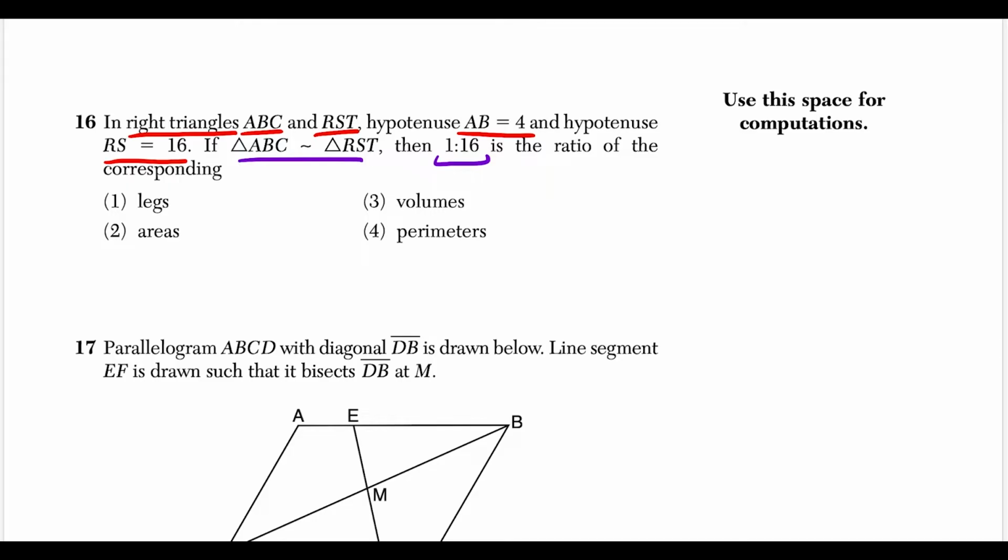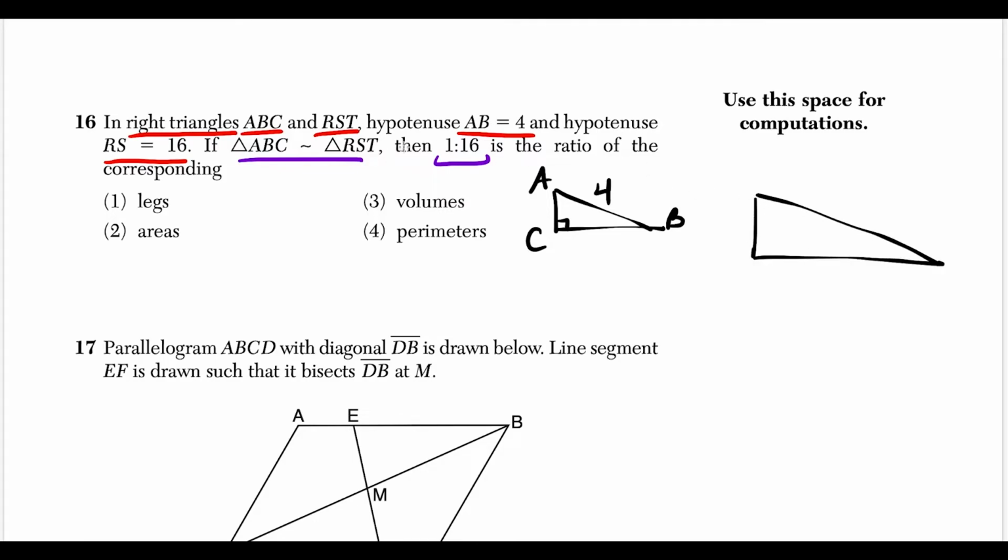So for this question, I would 100% draw this out. So we have triangle ABC, and AB is the hypotenuse. So I'm going to label the longest side AB and put the 4 here, which means C is the vertex where the right angle is. And now in the big triangle, we have triangle RST. RS is the hypotenuse here. So R goes here, S would go here, and that means vertex T is the location of the right angle.